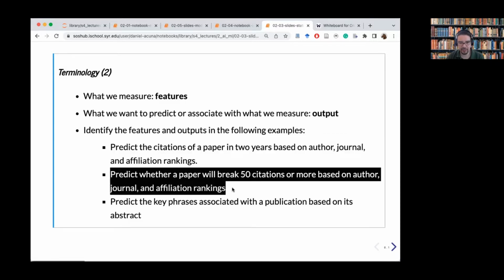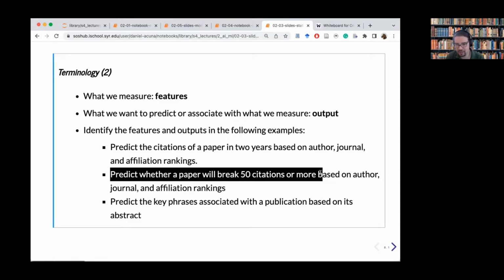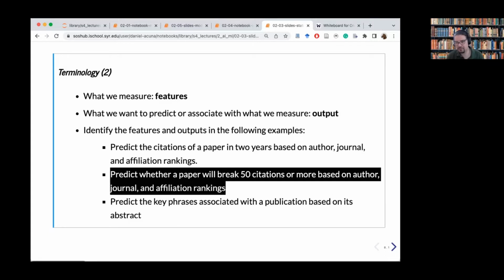What about the second one? What will be the independent variables, features, input variables for that problem? I guess it's the same, right? So I'm putting the same thing based on these features. But what would be the prediction? What is the output of this problem? Just a true or a false. It's a true or false, right?